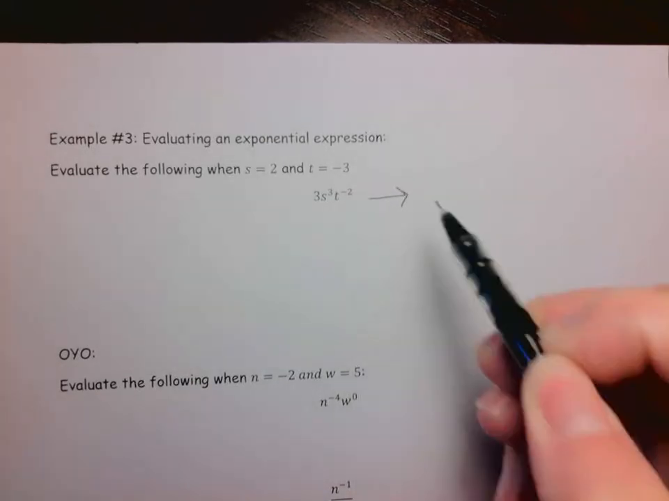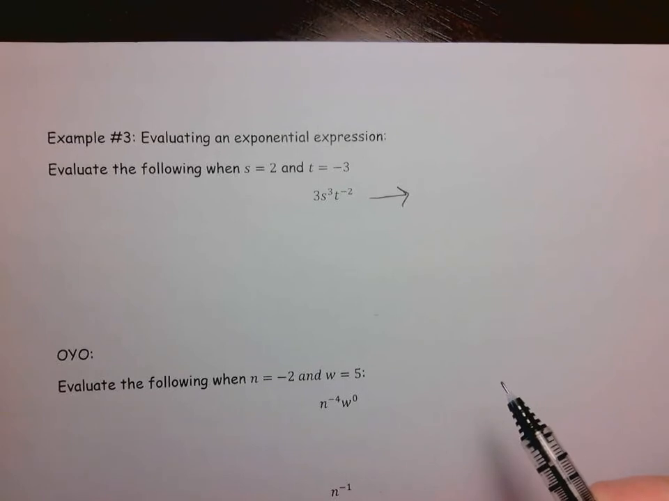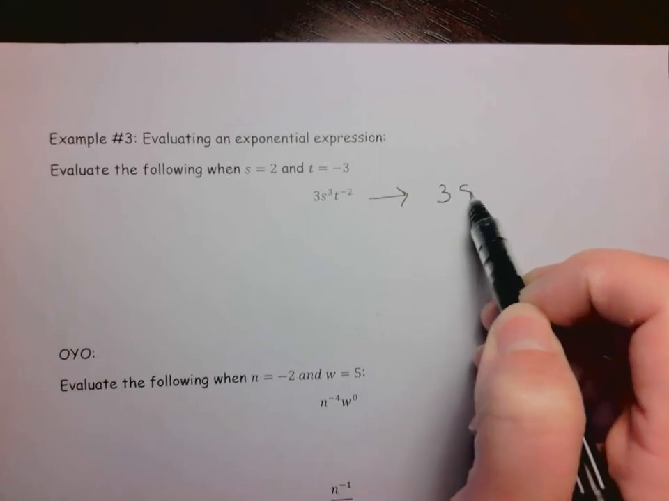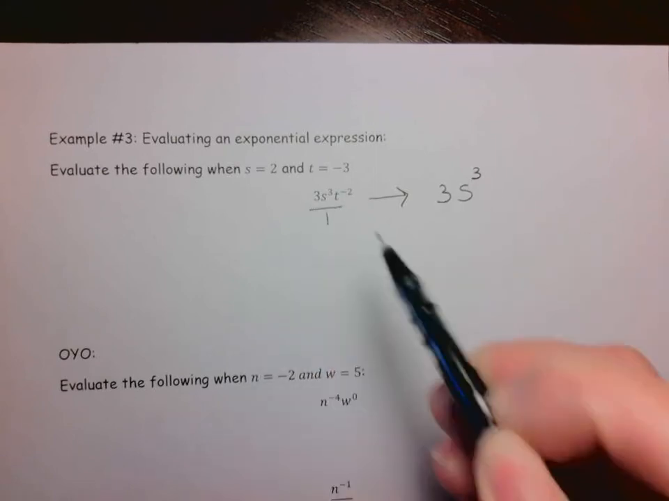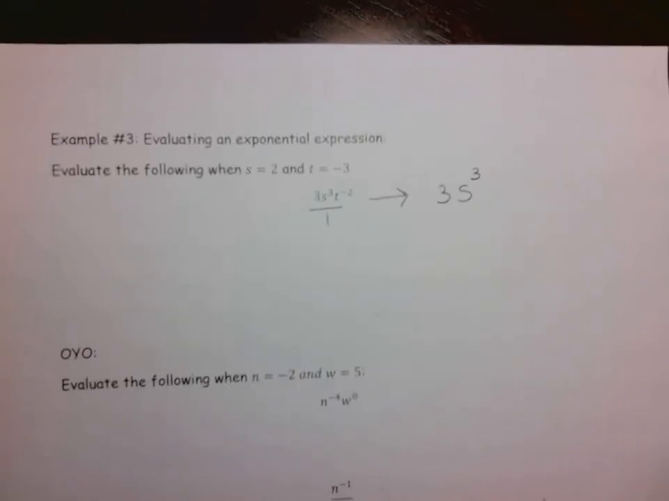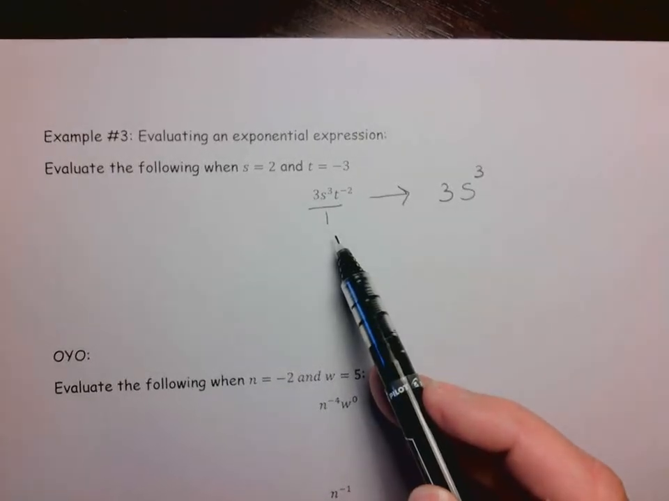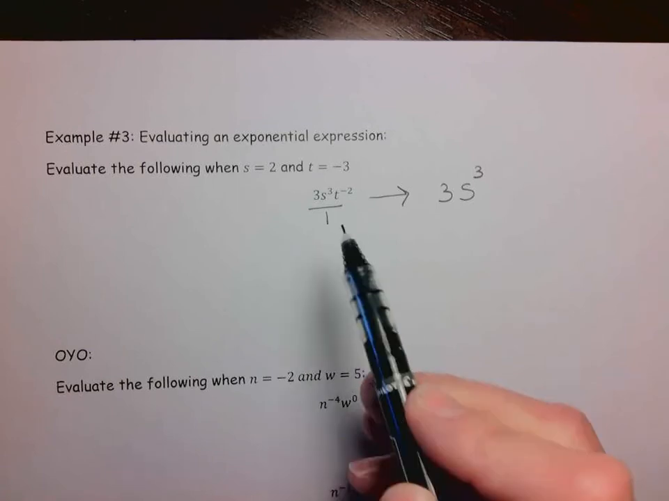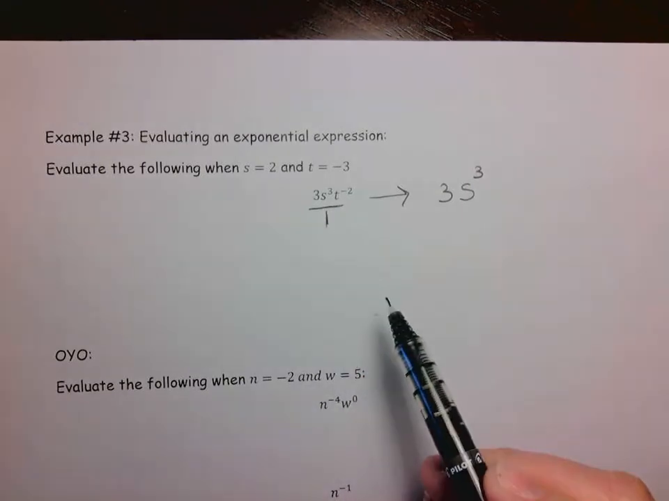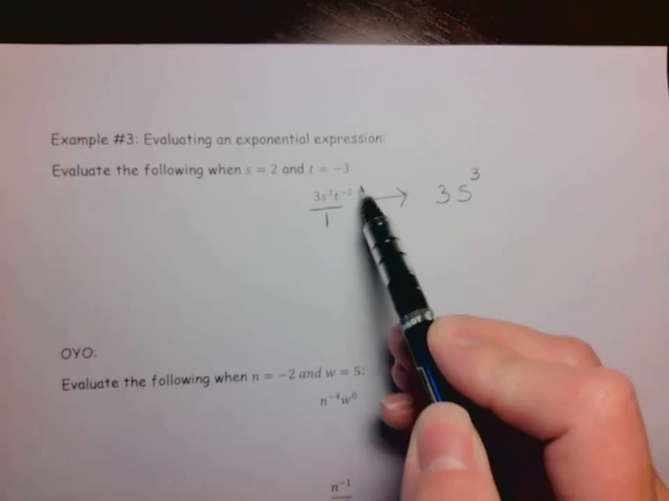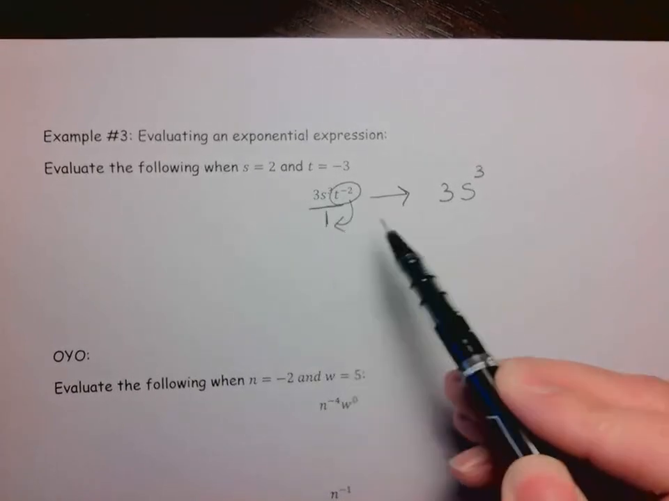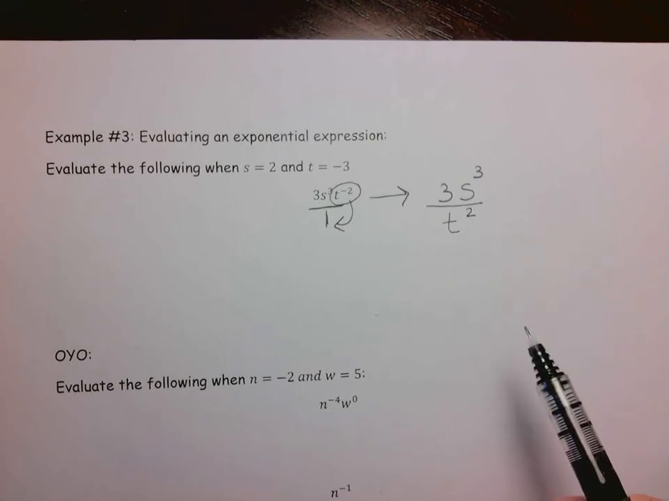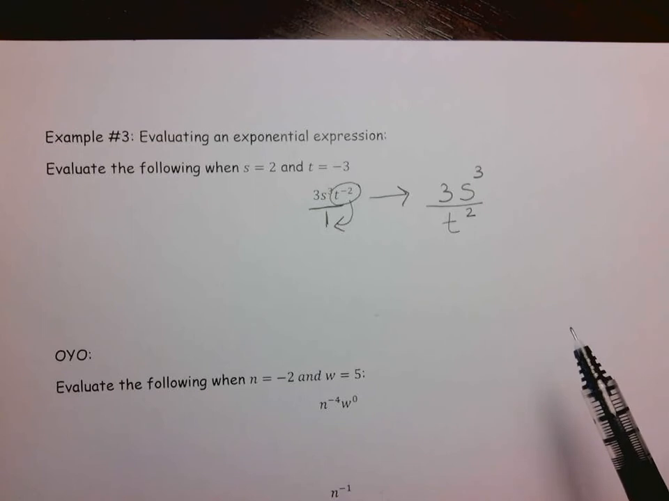So I'm going to move around the variables first, and then I'm going to plug in the values. My 3 and my s to the 3rd are going to stay where they're at. And if it helps you, always put this over 1. 3s to the 3rd times t to the negative 2nd is over 1. So the 3 and the s are going to stay in the numerator, but this t is going to move down to the denominator, and then it will have a positive exponent.